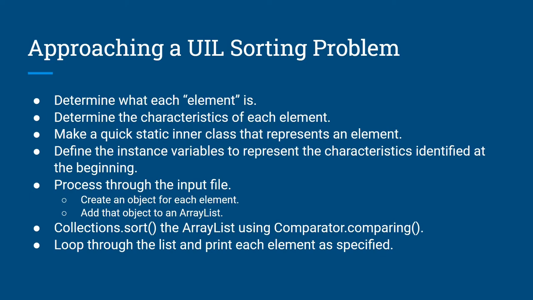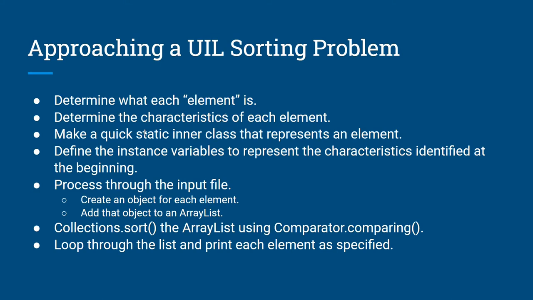And so these elements are what you make your custom classes for. After determining what each element is, say for example a student, you want to determine the characteristics of each element. In a problem, it might ask you to sort by name and then ID number. So your element is a student, but the characteristics of each element are the name and the ID number, right?